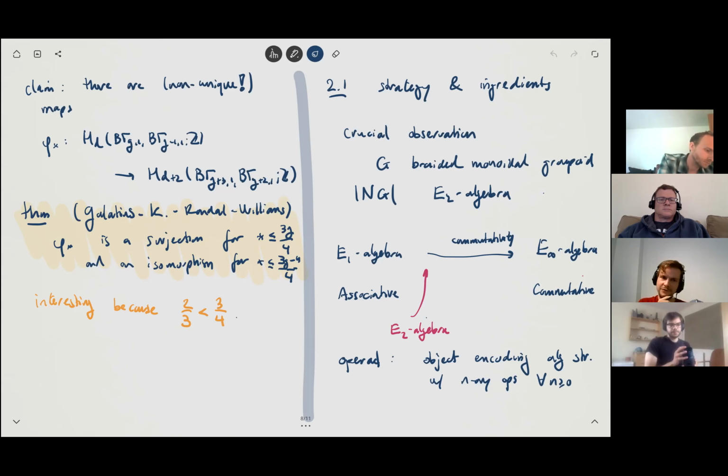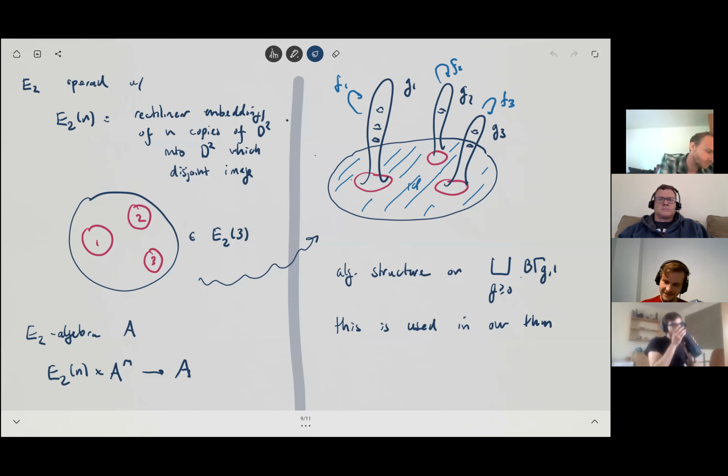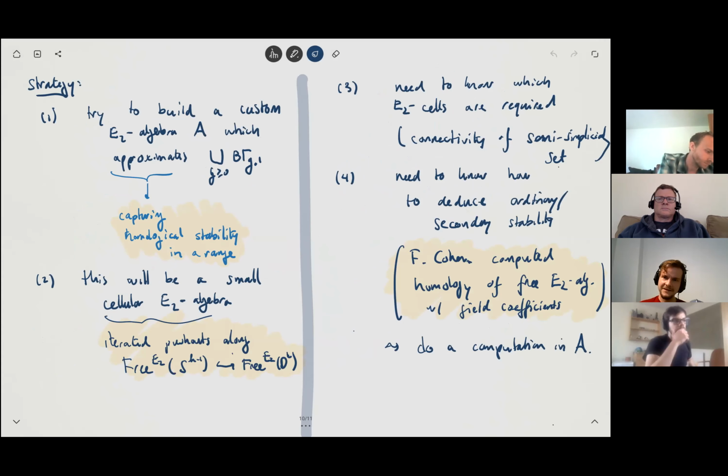I would say that this way of proving it is maybe tricky because the input, this connectivity of these simplicial sets, tends to also prove ordinary stability for you. So I don't really know how this type of argument would lead to that situation, but I could imagine it existing.